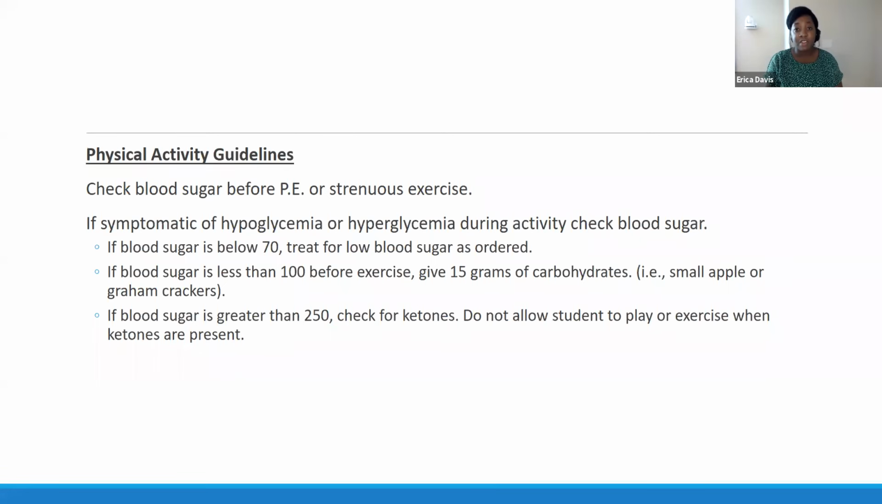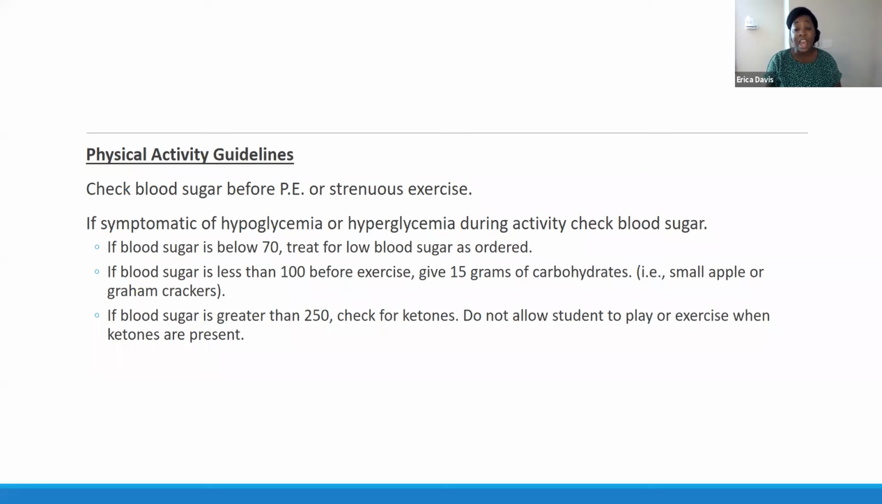When blood sugars are above 250, just as we mentioned, we want to make sure that we are checking for ketones, because we don't want to allow the child to play or exercise when ketones are present. The reason for this is that we know that certain types of activity at times can potentially cause an increase in ketone production, and so we don't want to risk a child starting out with ketones and then engaging in that activity and put them at further risk.